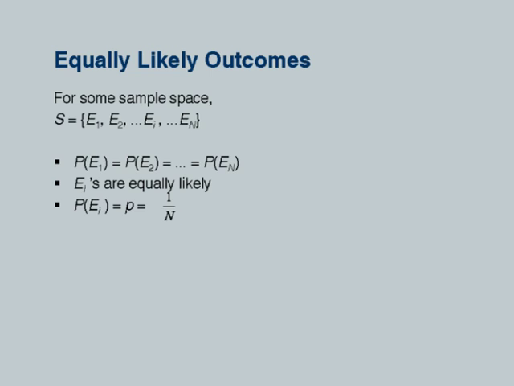Then we go to the concept of equally likely outcomes. There are certain sample spaces, for example, here we cite one, where we say that this is a sample space of equally likely outcomes. So S is composed of these events E1, E2, to En, and if we know that the probability of E1 is the same as the probability of E2, is the same as the probability of Ei, to the probability of En, then we say that S is a sample space of equally likely outcomes. And we can easily compute the probability of each of these events Ei as P equal to 1 over n, where n is the total number of events considered.